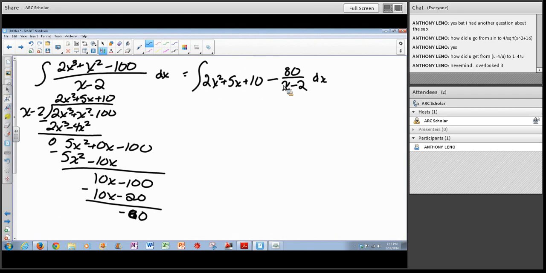Okay. So now we integrate term by term. So the first one, polynomial stuff, not so bad, right? So we'll get 2/3 x cubed plus 5 over 2 x squared plus 10x. And then the last one is going to be a natural log, right?